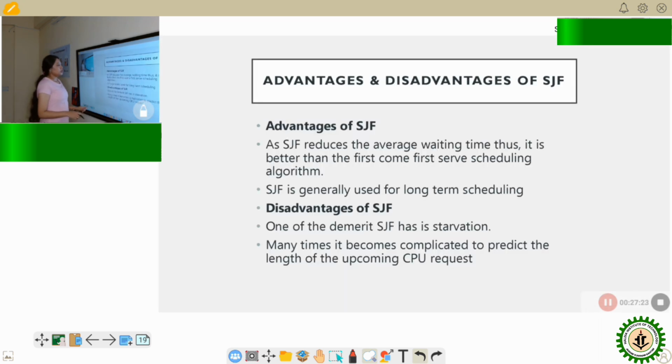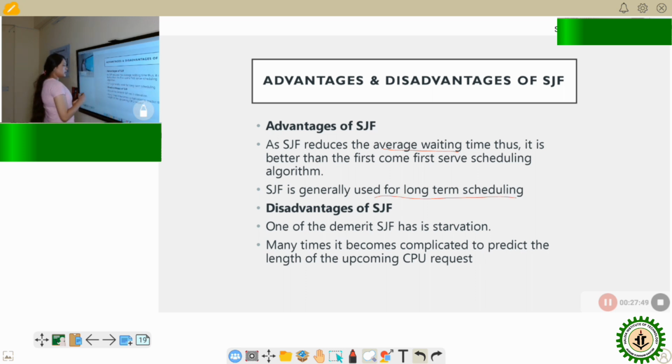Then the last, what is the advantage of SJF? It reduces the average waiting time. Thus, it is better than the first come first serve scheduling algorithm, because it reduces the average waiting time by selecting the jobs based on the lowest burst time. Then SJF is generally used for long-term scheduling.